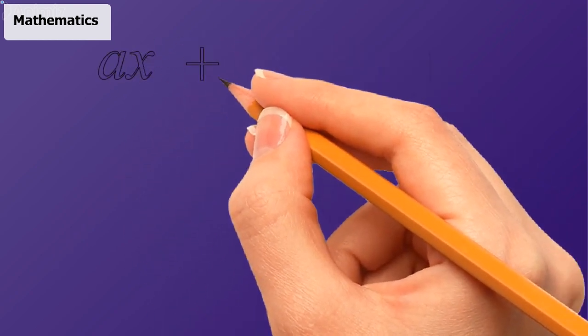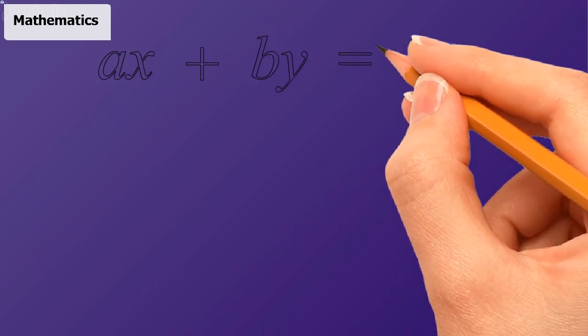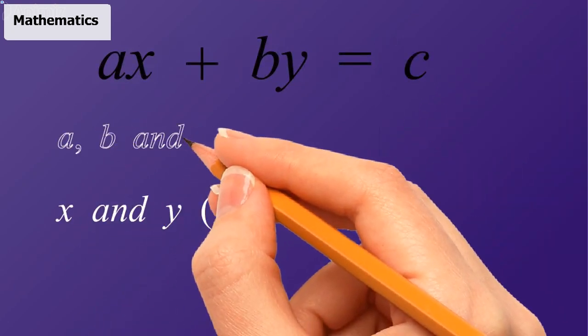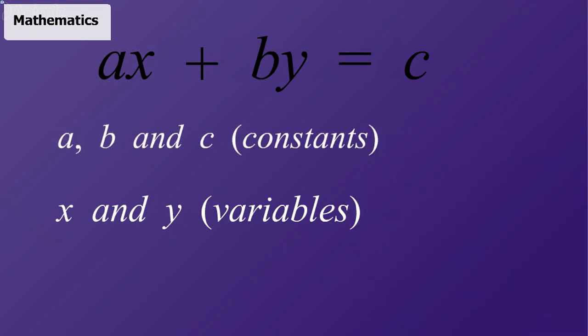Let's start by understanding linear equations in two variables. A linear equation in two variables is an equation of the form ax plus by equals c, where x and y are the variables, and a, b, and c are constants. To solve a linear equation in two variables, we need to find the values of x and y that make the equation true.